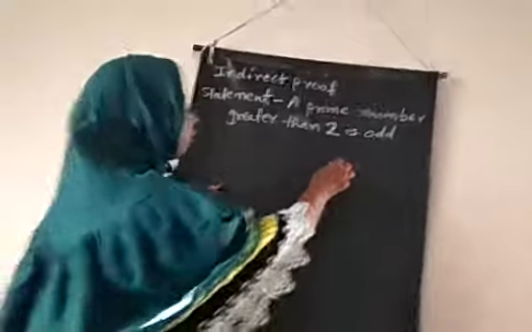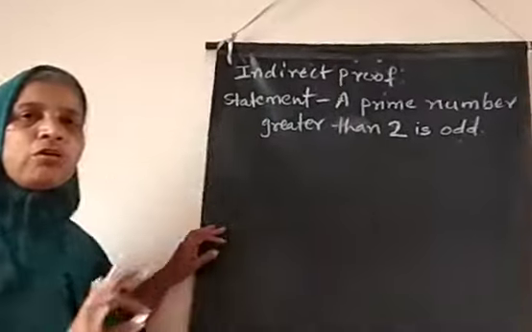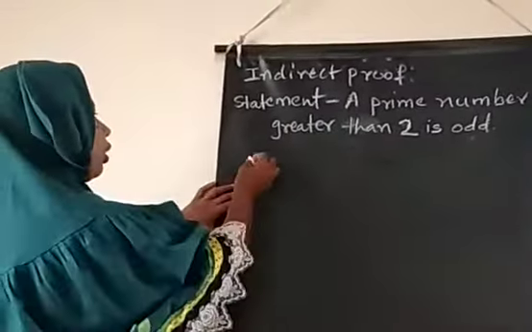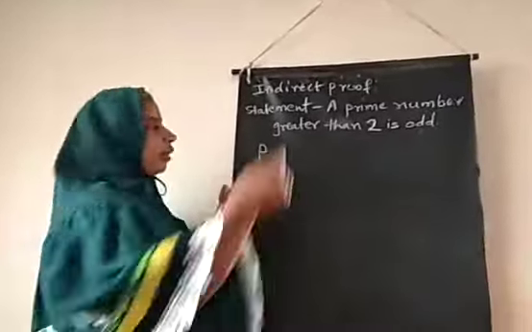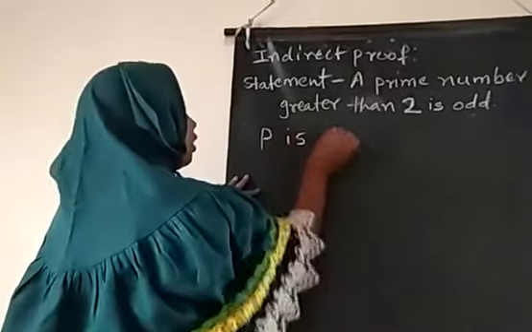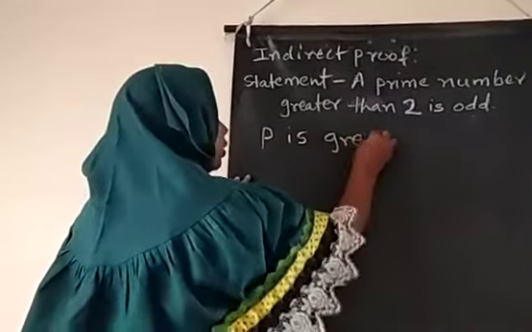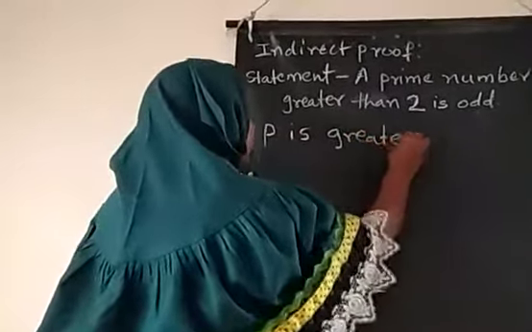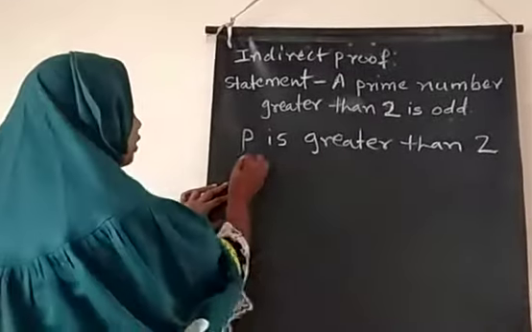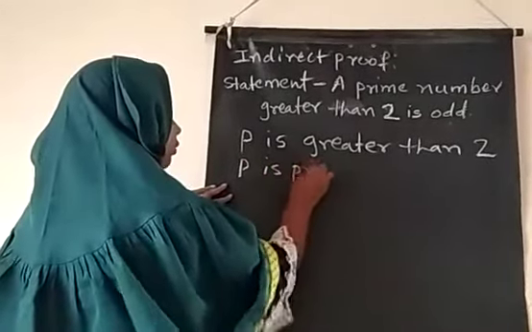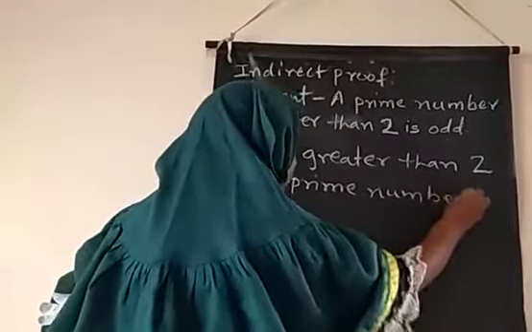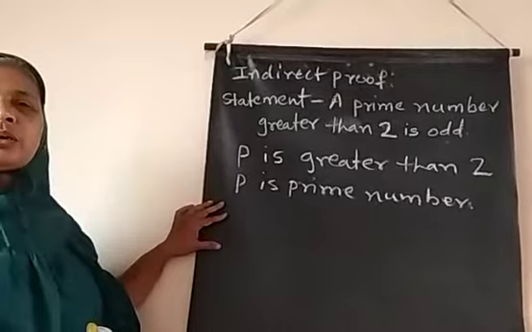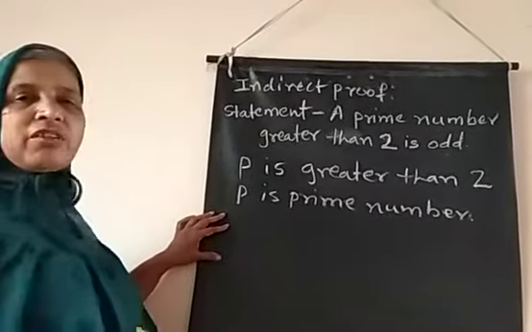Now what are we going to prove? That it is an odd number. So let's suppose one number we are considering, p. This p is greater than 2 and p is a prime number. This is given. P is greater than 2 and p is a prime number.